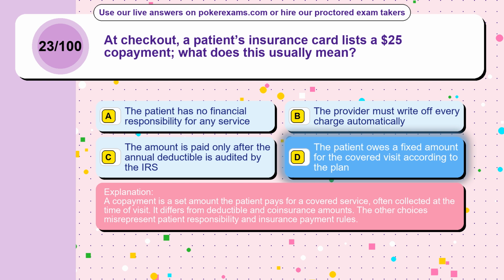A copayment is a set amount the patient pays for a covered service, often collected at the time of visit. It differs from deductible and coinsurance amounts. The other choices misrepresent patient responsibility and insurance payment rules.